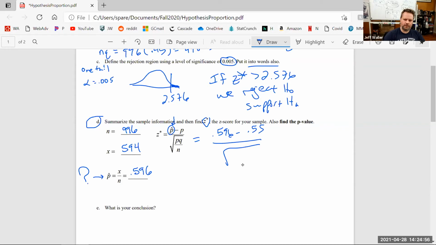So what goes here in the bottom? No, n is easy. There we go. 0.55 times 0.45. Right, the only hatted one is this one. That's the only one you got from the sample. All right, let's see if you can all plug that in your old calculator.